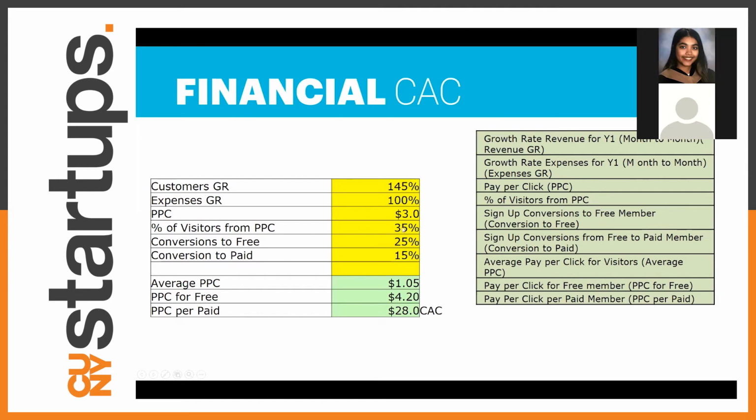And then the next calculation that you need to put in as an input is what percentage of your visitors are coming in from ad spending, right? We're saying 35% of the visitors are coming in from a pay-per-click campaign that we have on Facebook or Instagram or on Google. And the other 65% are coming in by word of mouth, tribal marketing. So 65% are coming in from tribal marketing, 35% from the ad spend, and so I put down 35% here. And then the next two numbers are what percentage are converting to become free members, and then from the free members, what percentage are converting to be paid members, right?